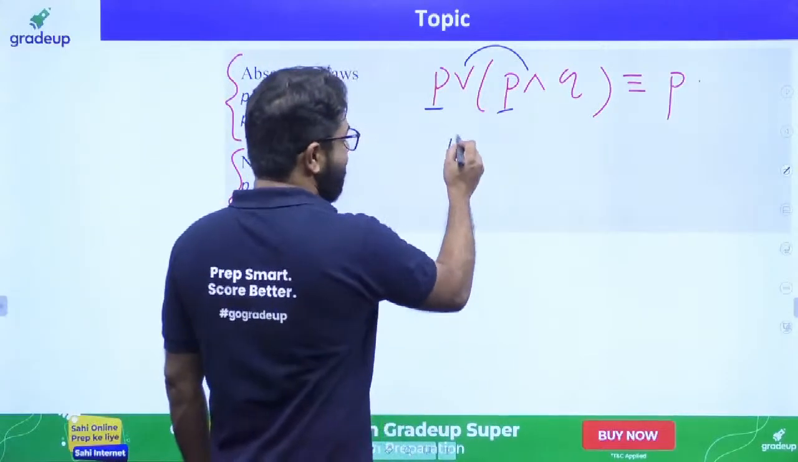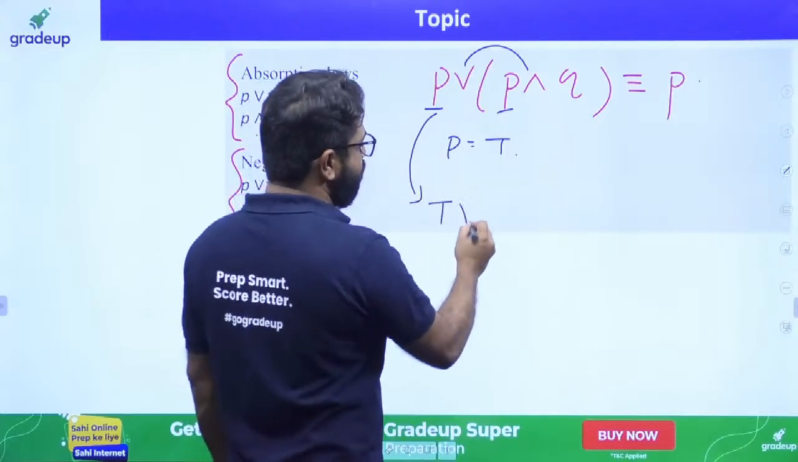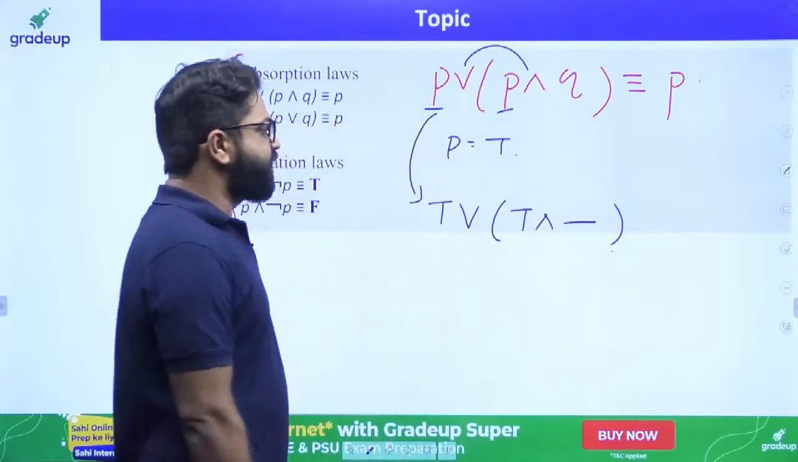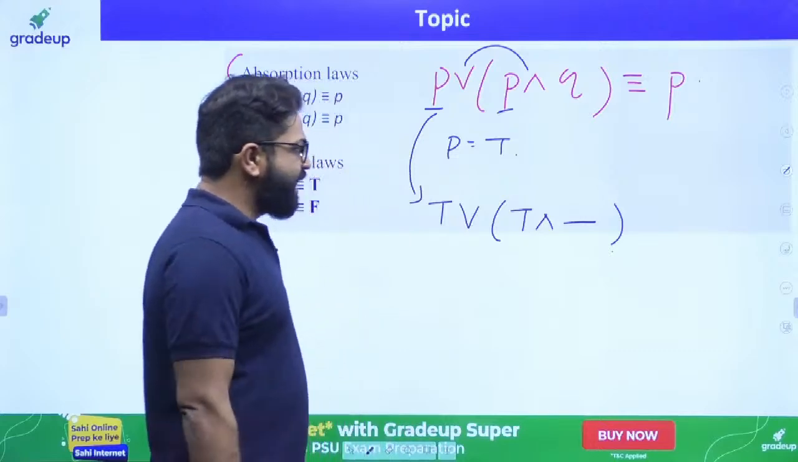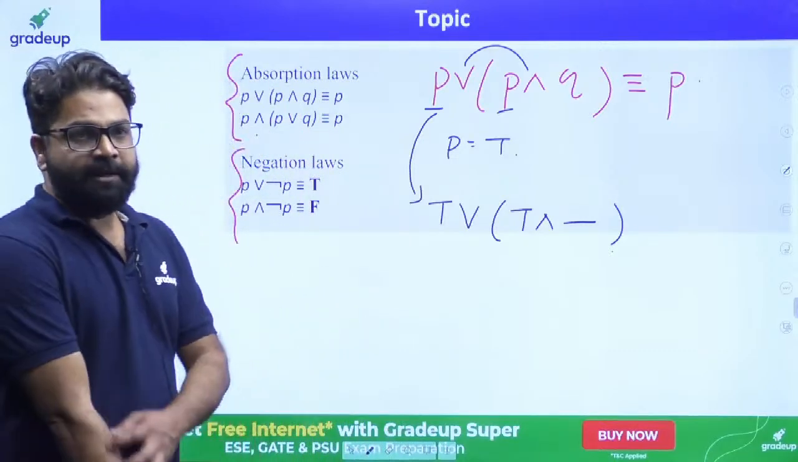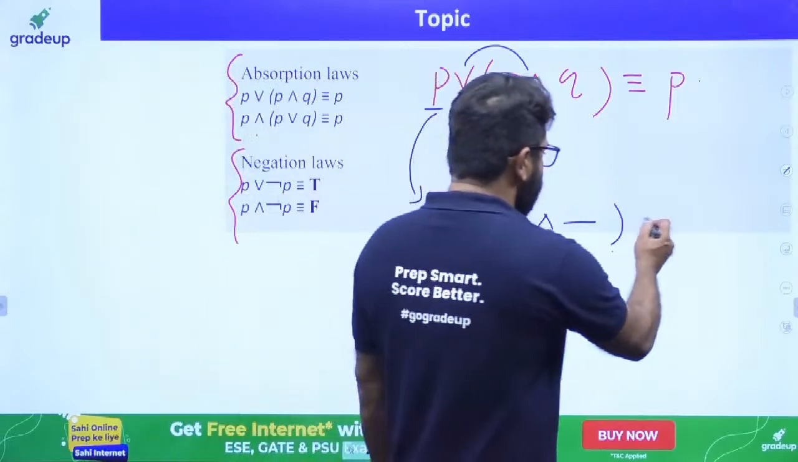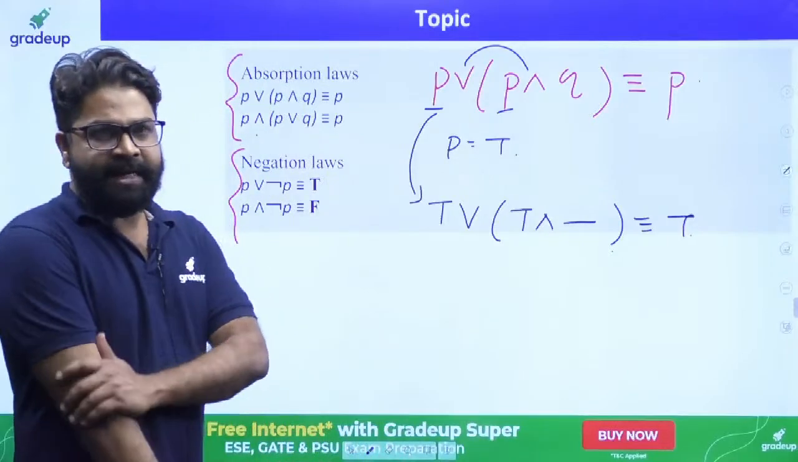Let's take the cases. What will happen if we put P as true? Now if we put P as true here, we get true or (true and Q), and it does not matter what you write as Q, because as soon as this true sees this or, and I always say this, or loves true. Always remember that, or loves true. And hence you will get the answer, which is nothing but true.